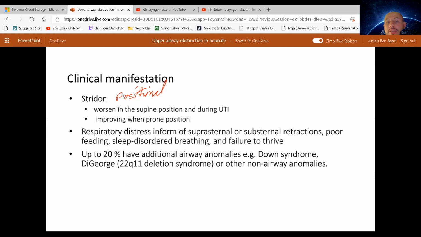The presentation can be mild, just mild stridor. It can be severe, depending on the degree of the laryngomalacia. In severe cases, they can present with respiratory distress, some retractions, poor feeding, sleep disordered breathing, and failure to thrive. In up to 20% of cases, it might be part of a syndrome, like DiGeorge or Down syndrome, okay?